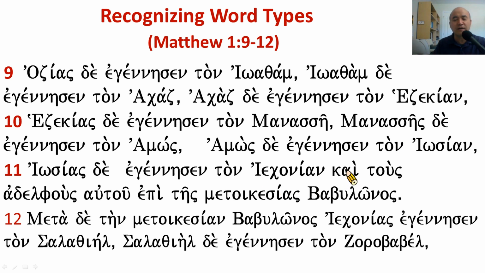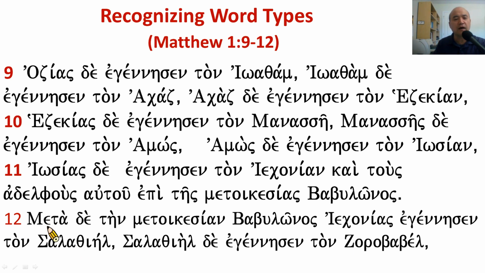Okay, here is another non-inflectional word. Josias de egennesen ton Yehonian kai tous adelphous autou epi tis metikesias Babylonos. Verse 12: Meta de tin metikesian Babylonos Yehonias egennesen ton Salathiel. Salathiel de egennesen ton Zorobabel.